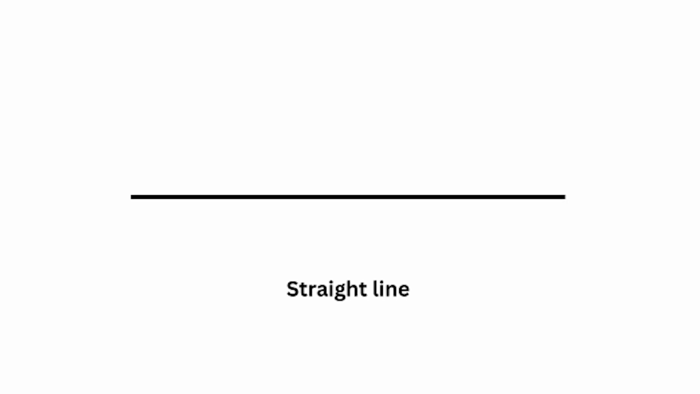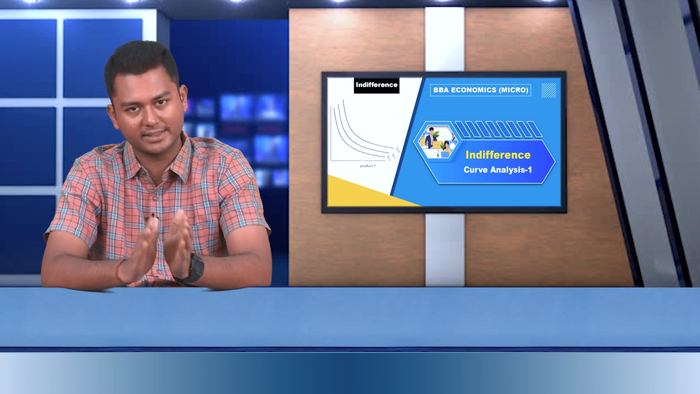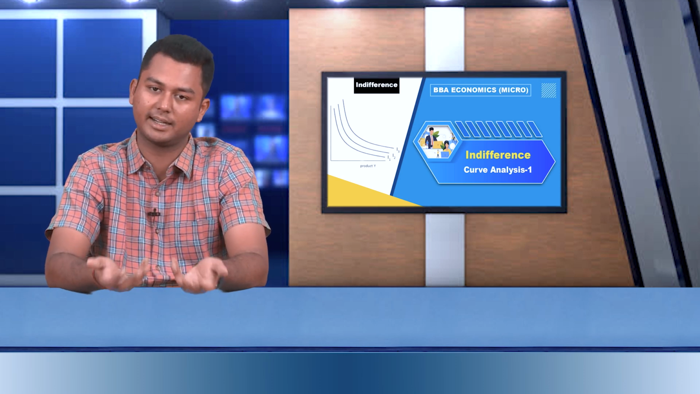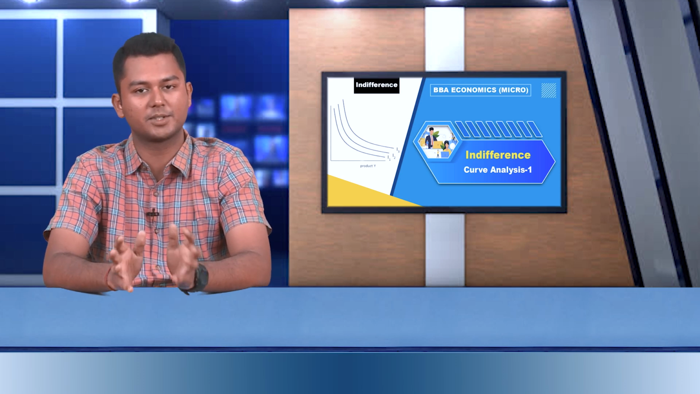The straight line indifference curve reflects that consumers are willing to trade those goods at a fixed rate regardless of how much they currently have of each. The slope of the line shows the substitution rate.